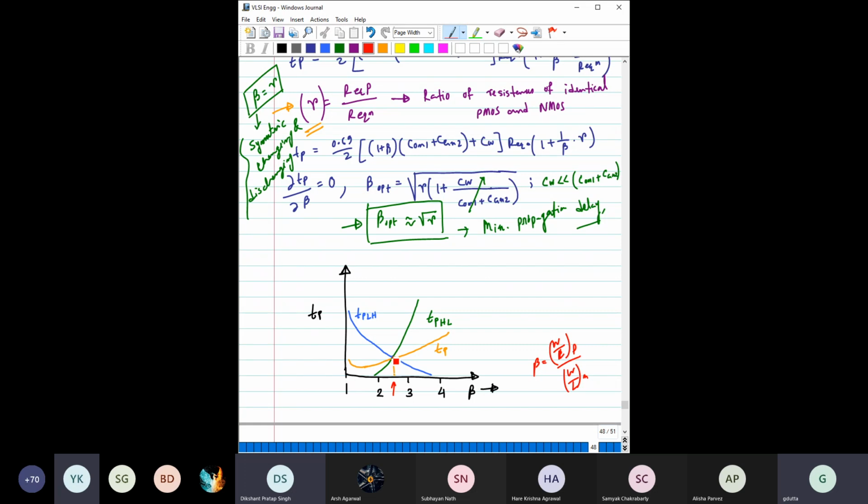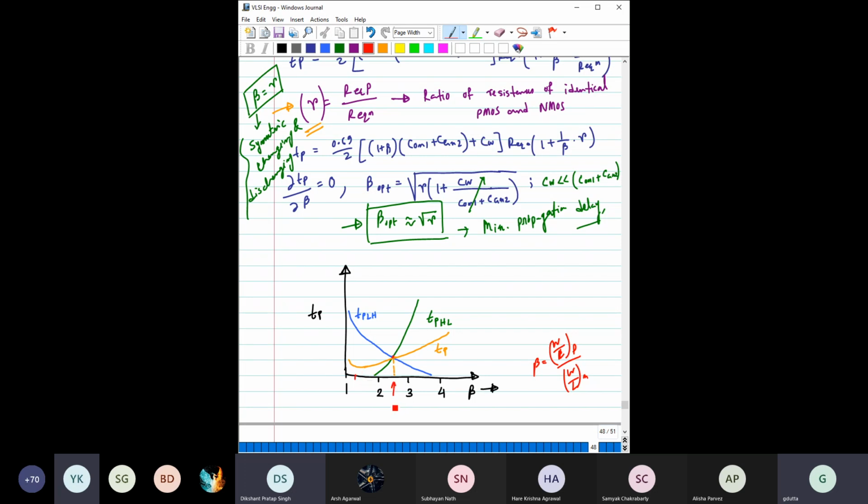So what is this? Please note that here the values of TPLH, TP low to high, and TPHL, TP high to low, these two values are the same. But definitely this is not the minimum propagation delay, right? Because minimum propagation delay is considered, as I was discussing, the average of these two. So minimum propagation delay is not at this point, but rather at a somewhat lower point.